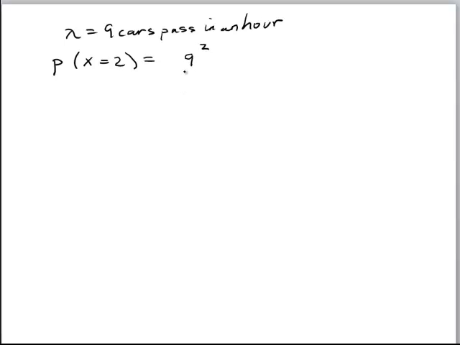So let's say that we had lambda equal to 9 cars passing in an hour. So then we can say the probability that x is 2 is just going to be 9 squared over 2 factorial e to the minus 9, 81 over 2 times e to the minus 9. There's our probability using the Poisson.